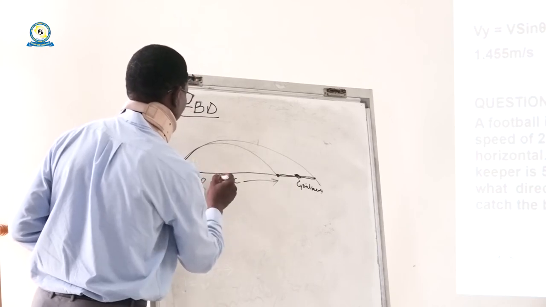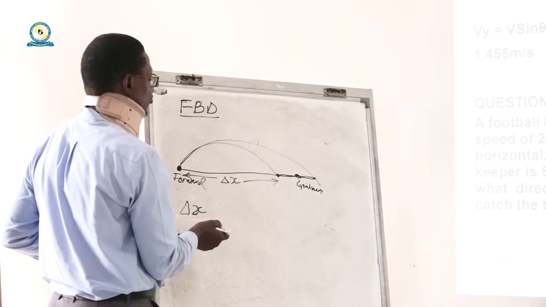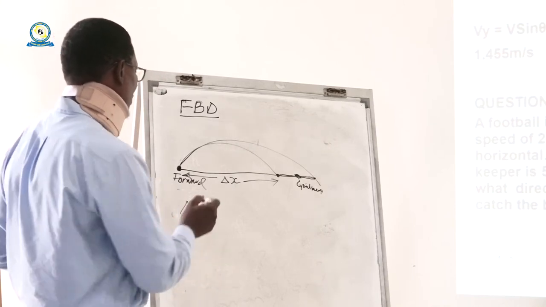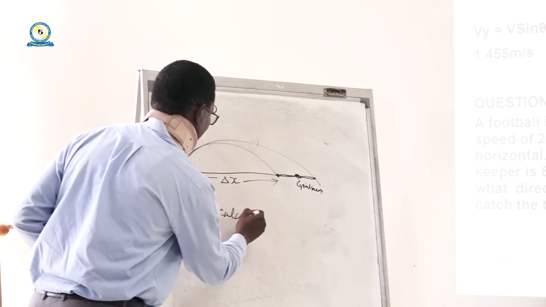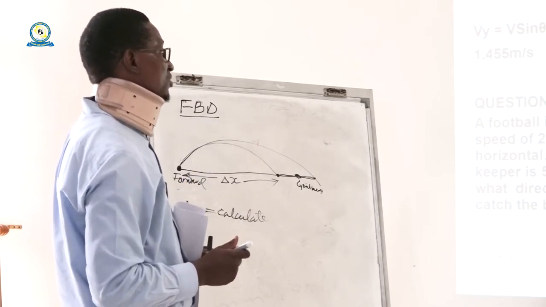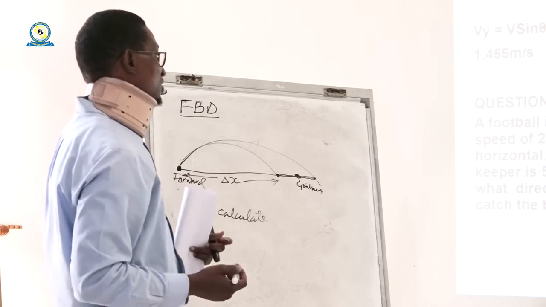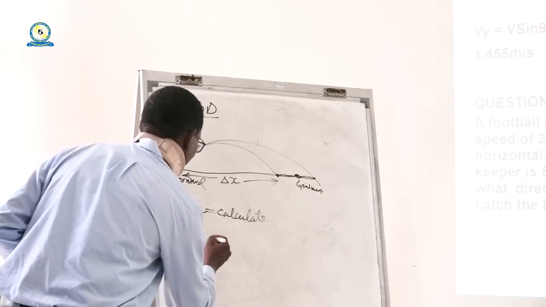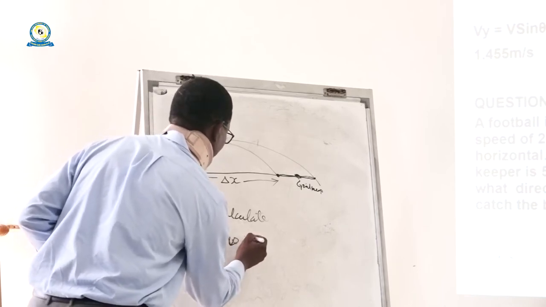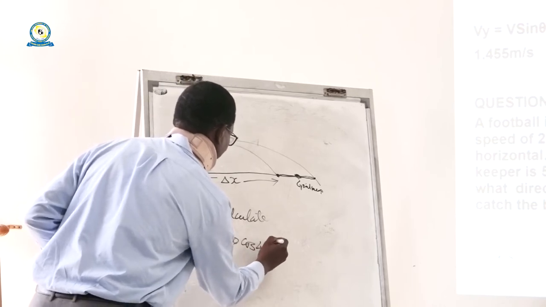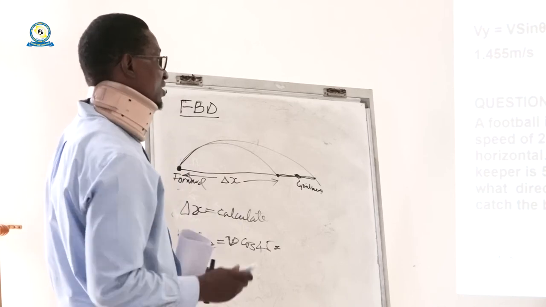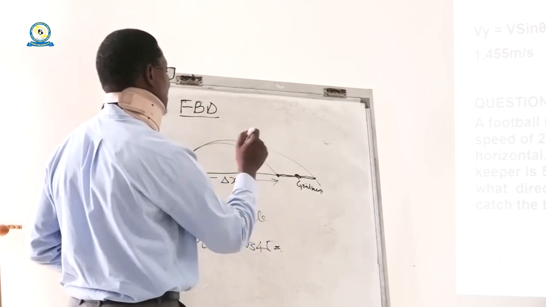And I'm going to only give hints. So you're going to calculate the range. You have the angle and the initial speed. It means vix is equal to 20 times cosine 45. You will get some value there. This value from calculations is less than 50.